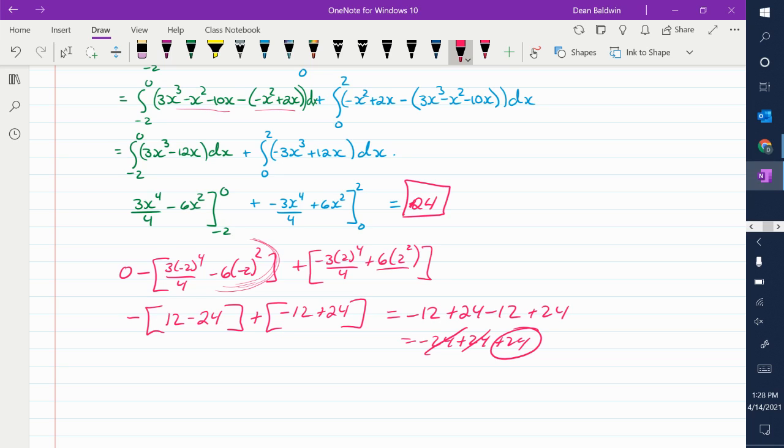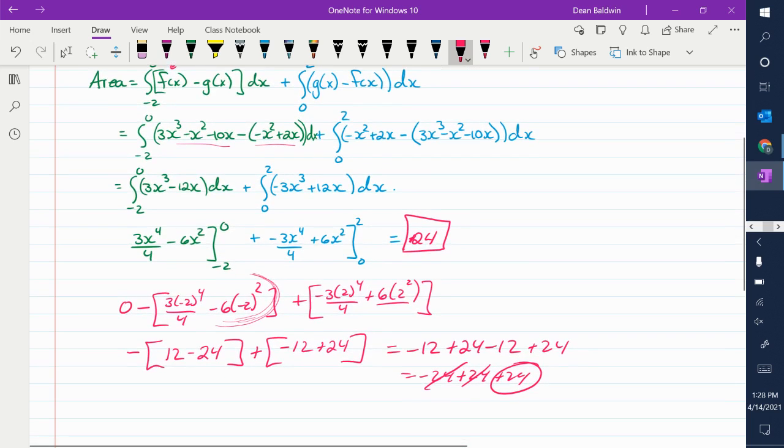It's positive 24. Put your hand up if you got positive 24. There you go. It's positive 24. Oh my gosh. Yes. Because you put the 0 in and then you subtract when you do the second one. That's why. Because you put the 2 in first.